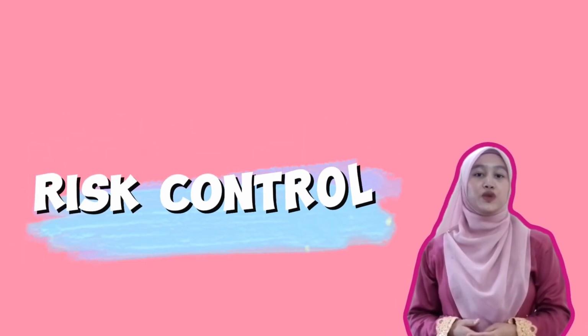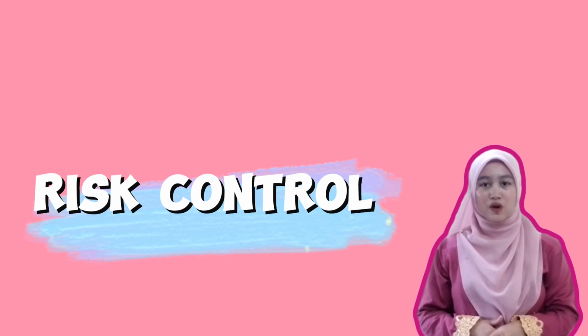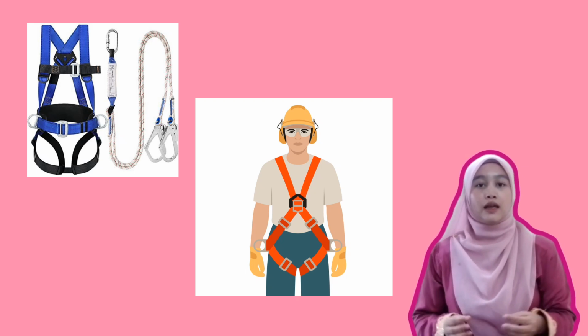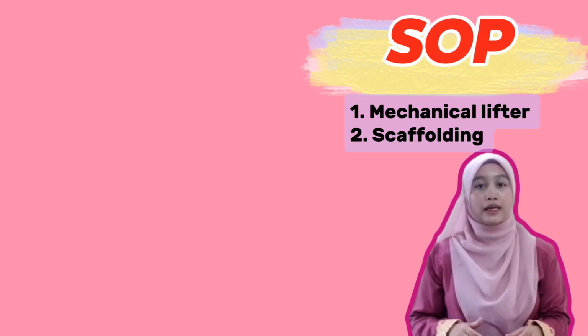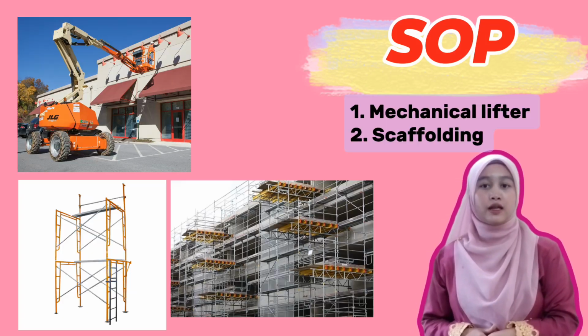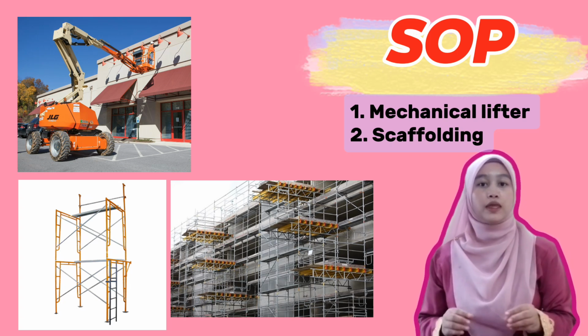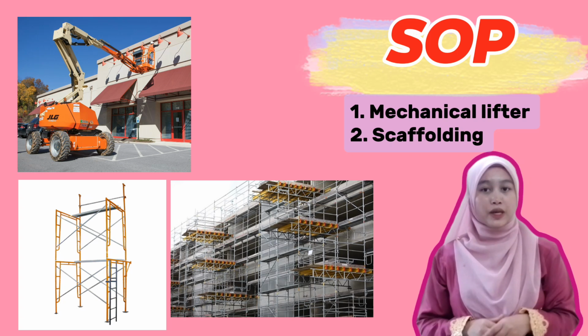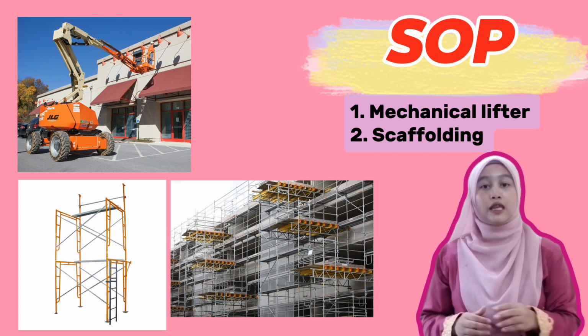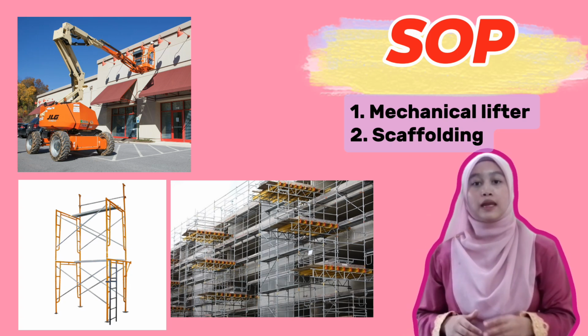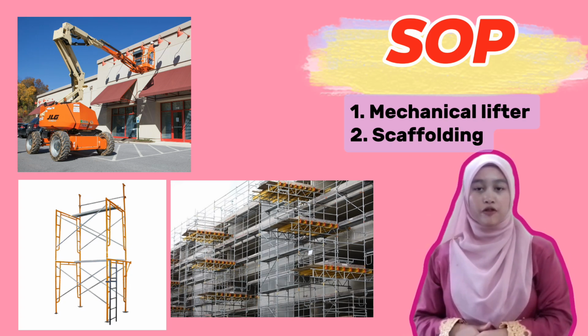Now, let's refer to the third activity, which is risk control. To control this risk, the workers need to wear safety harnesses. According to this task, the worker also needs to follow the SOP where the worker can use a mechanical lifter or scaffolding ladder if they must step into an unsafe position at high altitude with a small workspace. This is because these two can provide enough space for workers to do their job, and they can also protect them from any incidents that can endanger their safety.